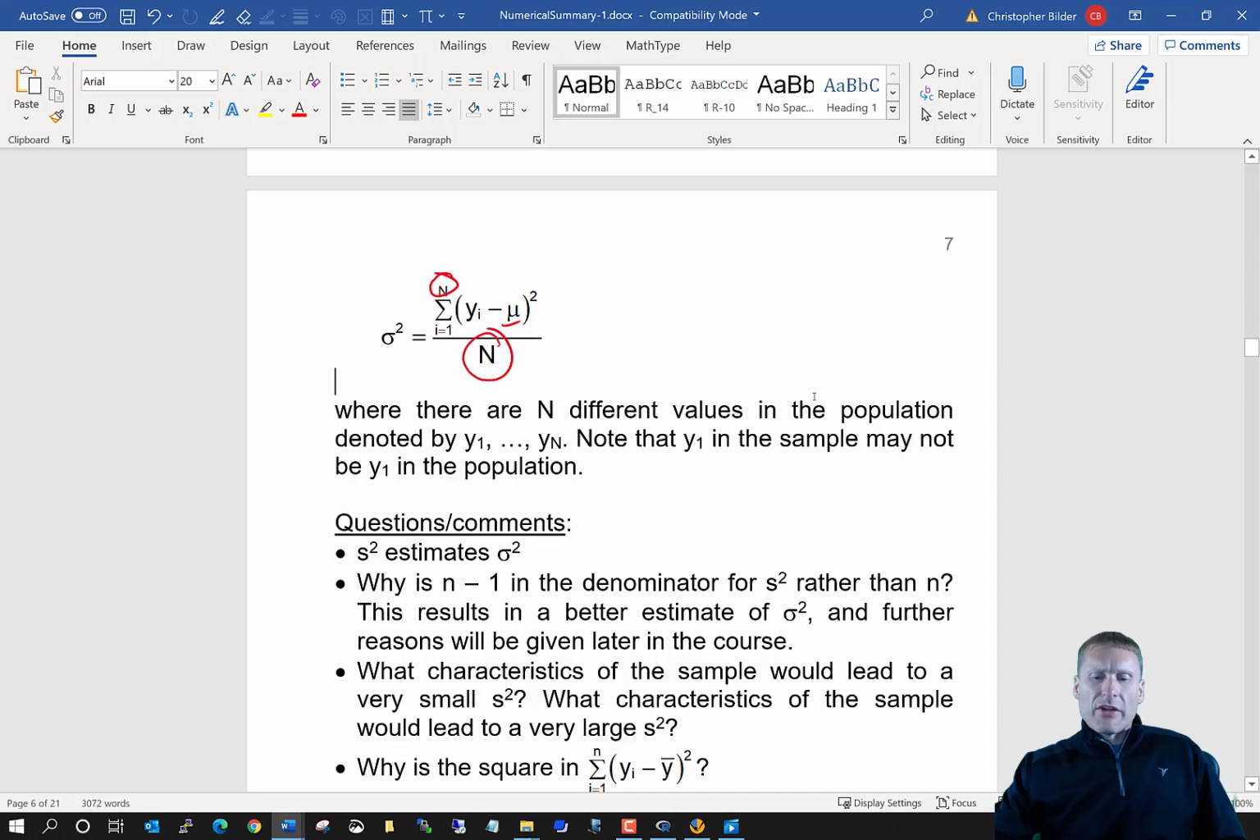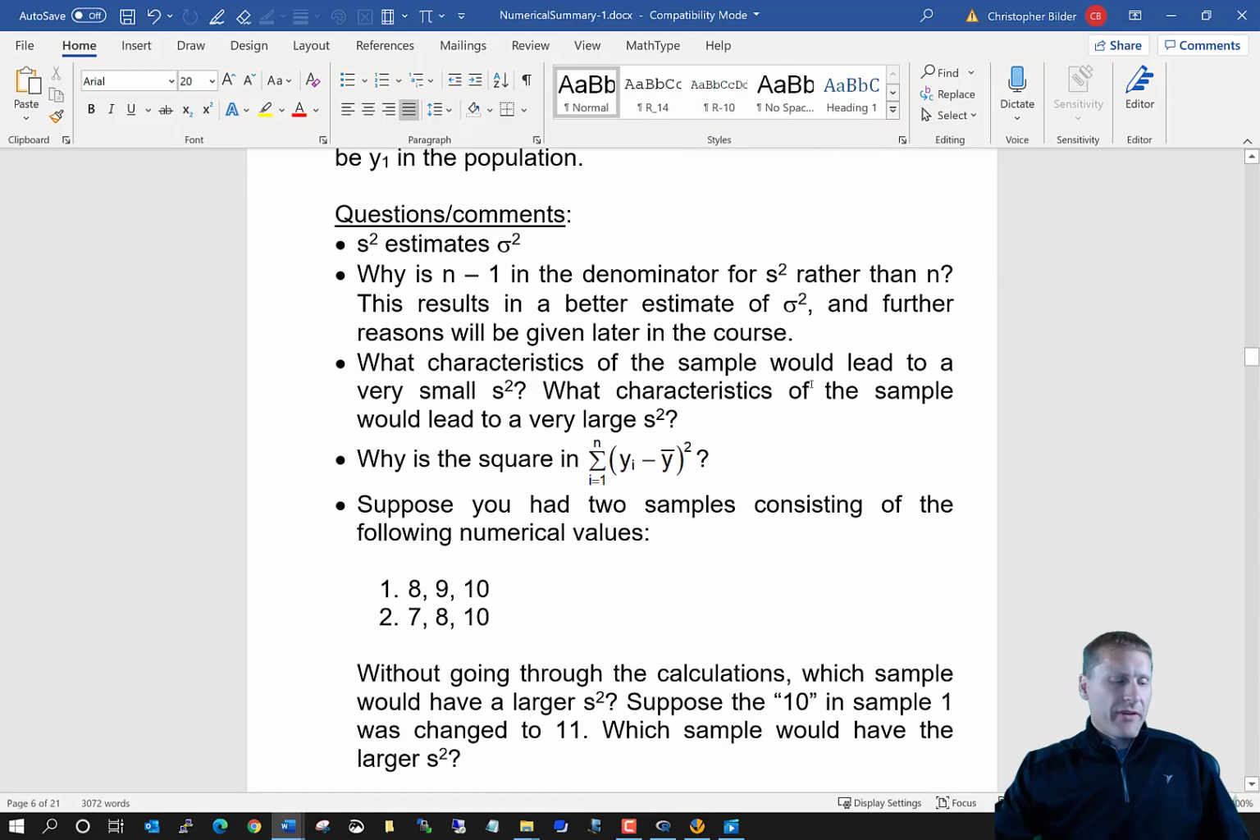So let's look at some questions and some comments that I have here. Let me get to the right spot on the notes in my paper copy. So we're on page 7. So s squared estimates sigma squared, just like y bar estimates mu.